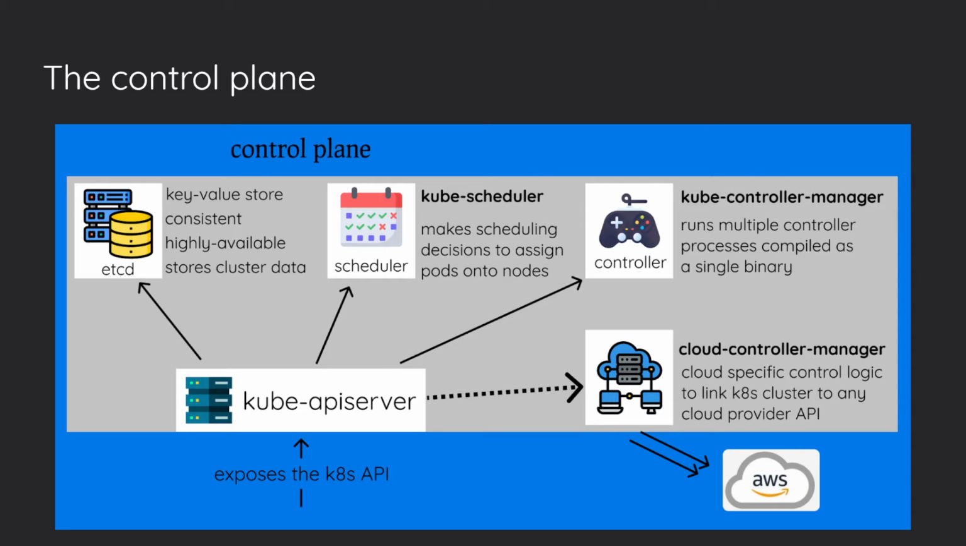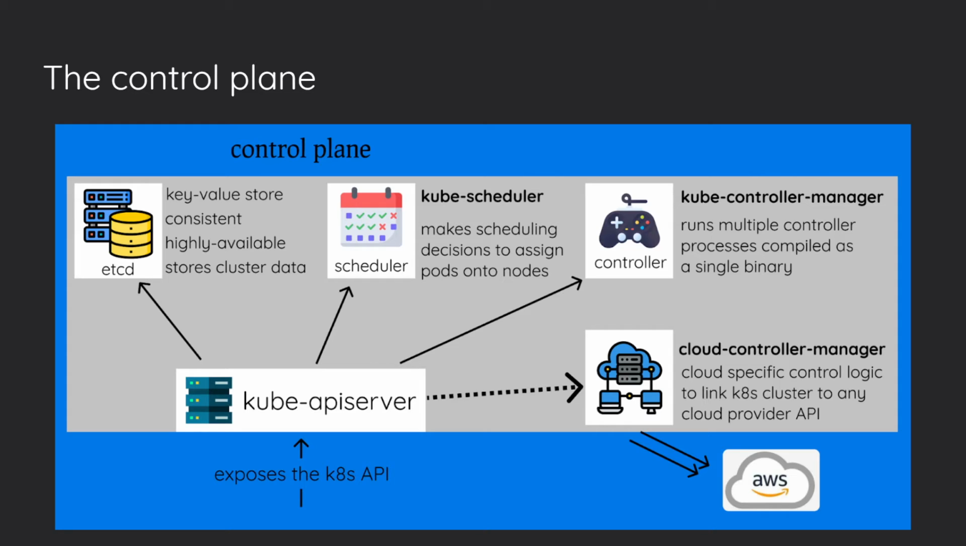The last optional component is the Cloud Controller Manager that embeds cloud-specific control logic into your K8s cluster. It lets you link your cluster with your cloud provider API by running controllers that are specific to your cloud provider. If you run K8s on-premise or on your local machine, the cluster will not have a Cloud Controller Manager.